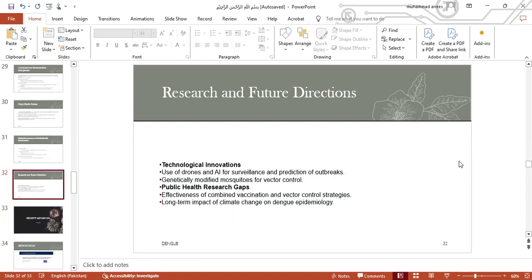There should be research in future directions. Number one is technological innovations, which is the use of drones or AI for surveillance and prediction of outbreaks, genetically modified mosquitoes for vector control, and public health research gaps: effectiveness of combined vaccination and vector control strategies, and also the long-term impact of climate change on dengue epidemiology. These are the gaps that are seen.